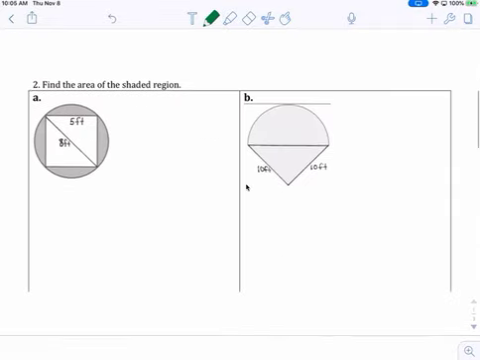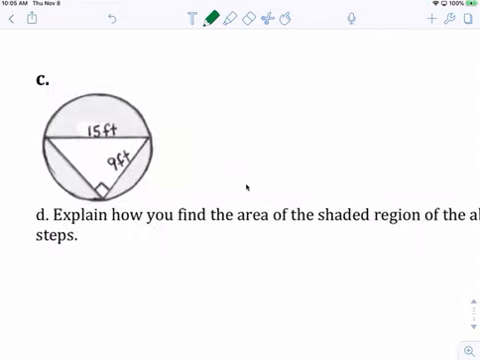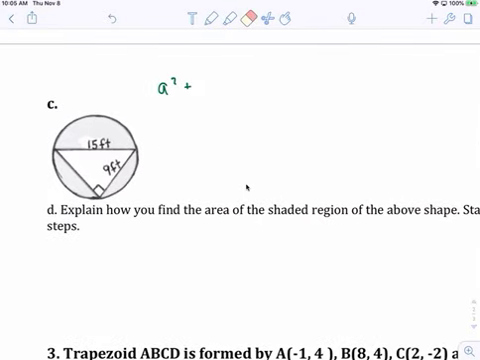We did these in class, and then we started this in class. I assume everyone knows how to do it. This is find the area of a triangle first. We did this in class. And then area of the circle, area of triangle. Remember, base times height divided by 2.